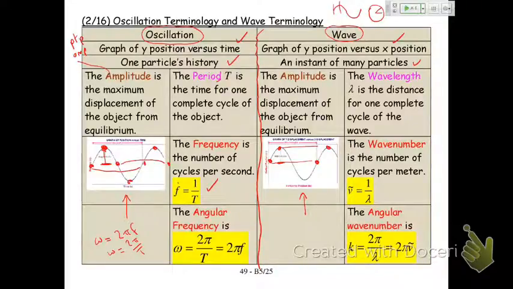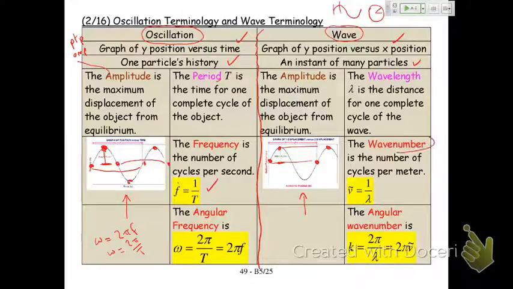And just like we found this angular stuff to be useful, we're going to find angular stuff with this, and we're going to have k, which is our angular wave number. And by analogy, k equals 2 pi over lambda, just like omega equals 2 pi over T.